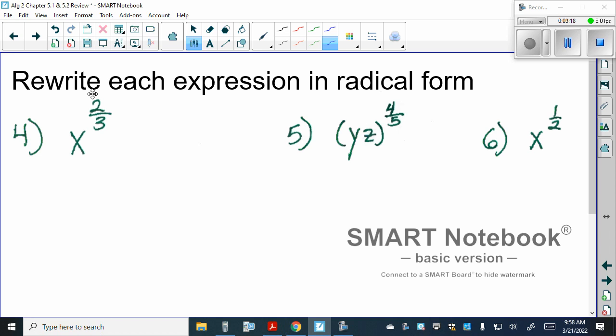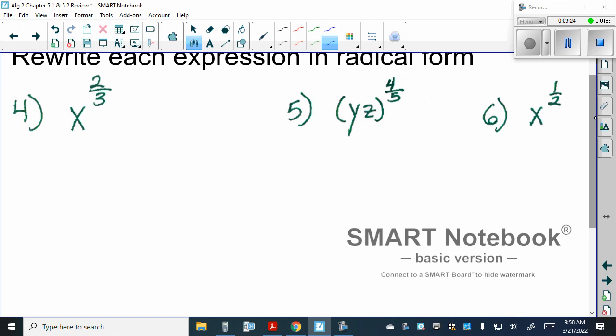Well, the next three are just going the other way around. They gave us it as a fractional exponent, and we want to rewrite it in radical form. So the first one we have is x to the 2/3. If we're going to rewrite it as a radical, we would have x inside, and our root would be 3, because the denominator of the fractional exponent would be the root. And what goes inside with the x would be the 2.